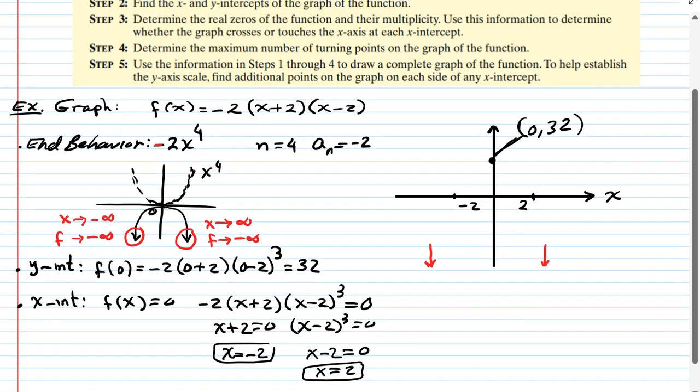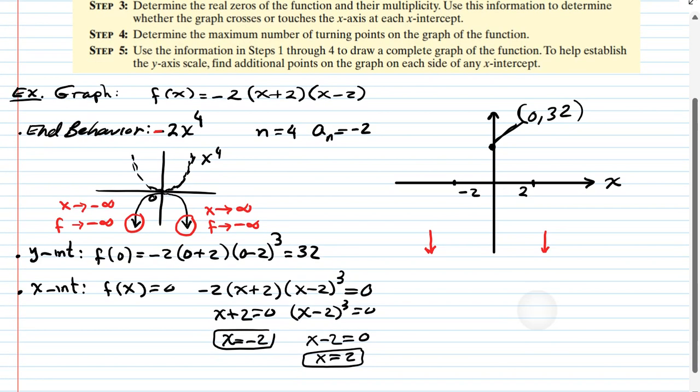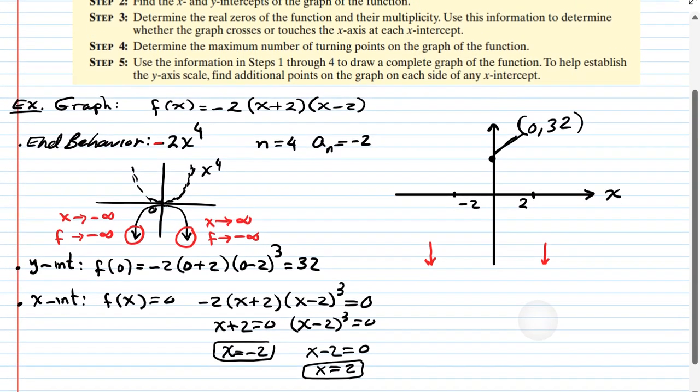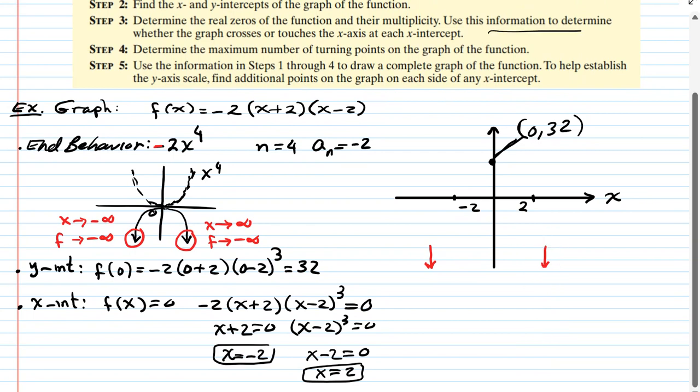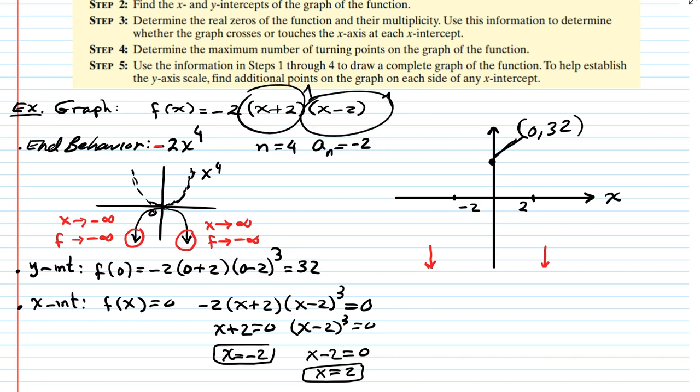And then step 3, determine the real zeros of the function, their multiplicity, and use this information to determine whether the graph crosses or touches and bounces. And remember, if the degree of the factor is odd, it's going to cross. If the degree of a factor is even, it's going to touch and bounce.